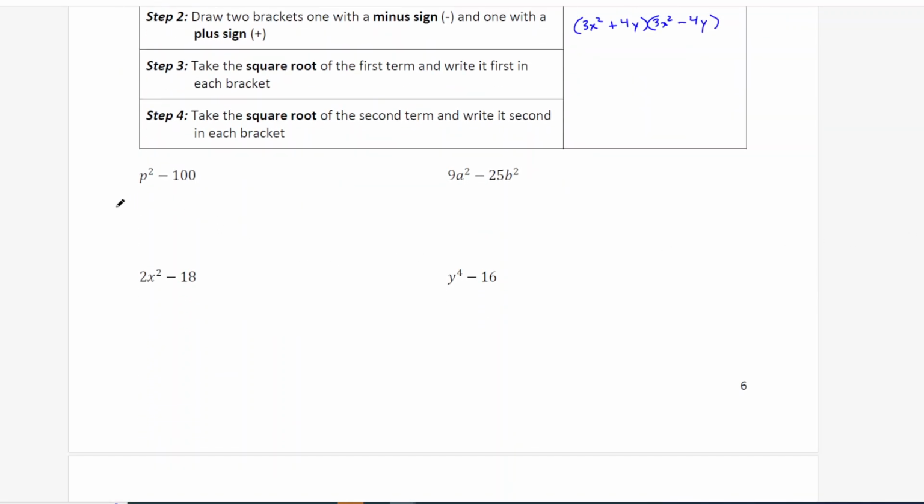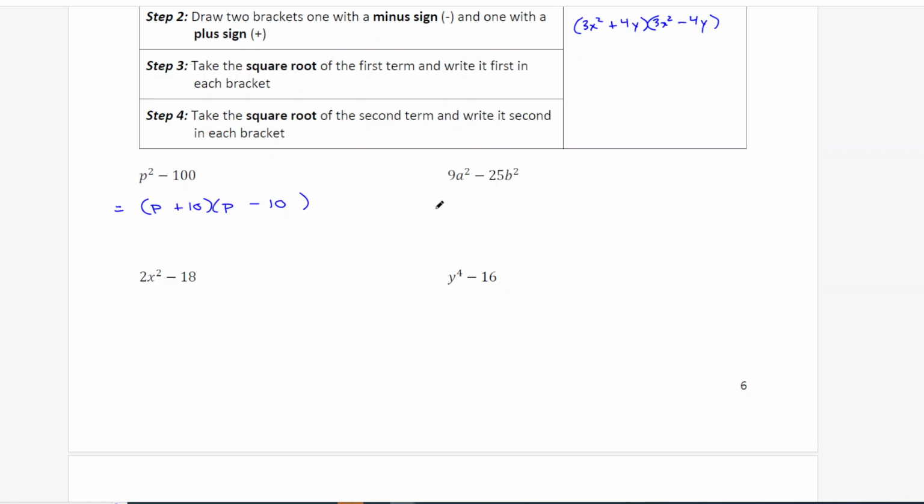First one, p squared minus 100. It's a difference of 2 perfect squares. So I'm going to draw my brackets. One gets a plus, one gets a minus. Square root of p squared is p. Square root of 100 is 10. Always check to see if you can factor further. My hint that I'm done is that these are linear factors, meaning my exponent is a 1. So unless there's a greatest common factor, it's definitely done.